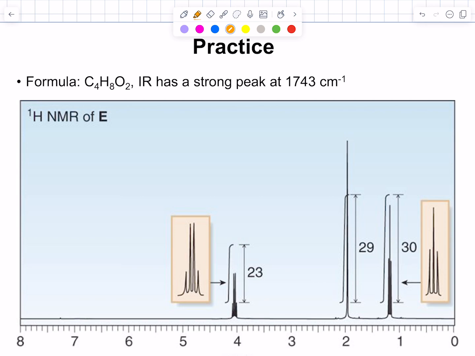So, okay, formula C4H8O2. Go ahead and calculate the number of degrees of unsaturation or double bond equivalents that must be in that molecule.